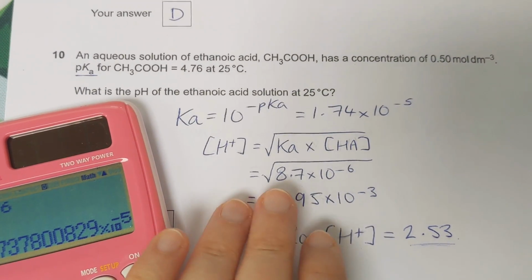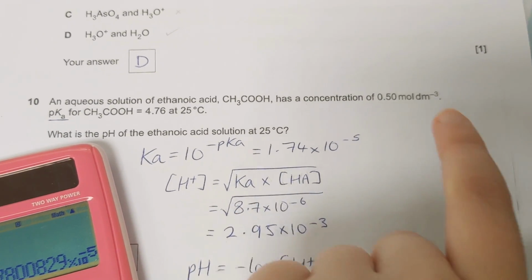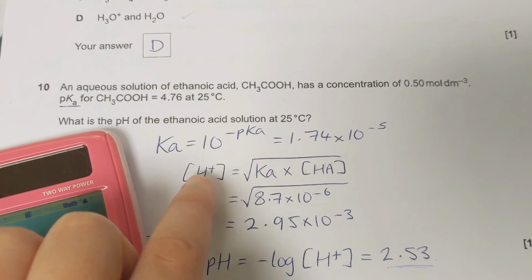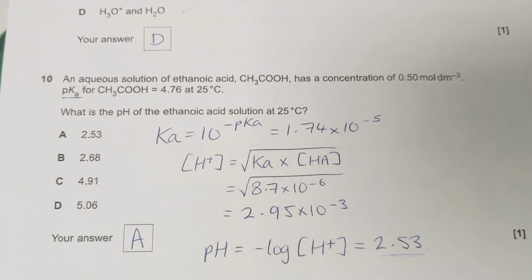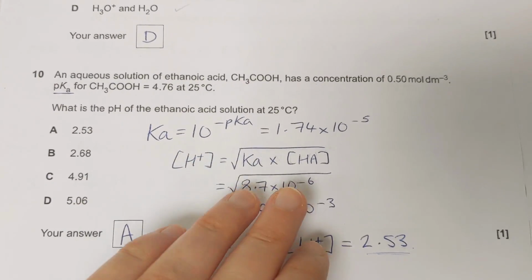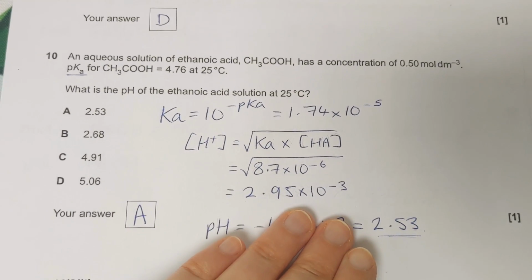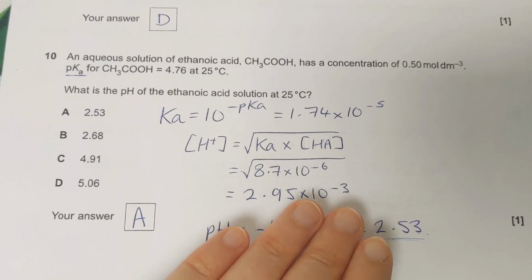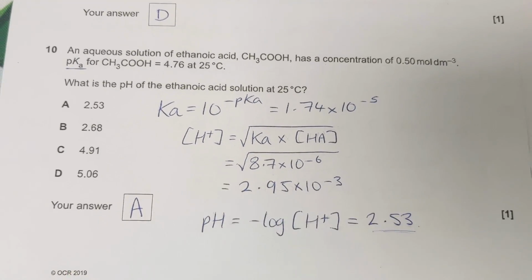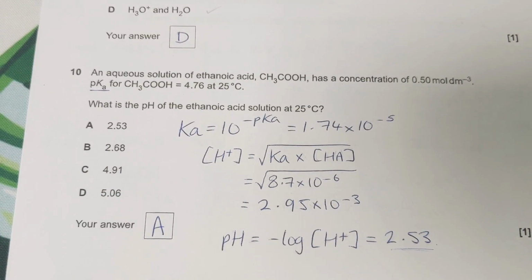Now we can use the Ka value that we just worked out and the concentration of the acid, HA, which is just a general acid, to work out the hydrogen ion concentration. We're going to use this expression: H+ equals the square root of Ka times the concentration of the acid, to get our hydrogen ion concentration. After we've got that, we can work out pH by minus logging that hydrogen ion concentration to get 2.53.